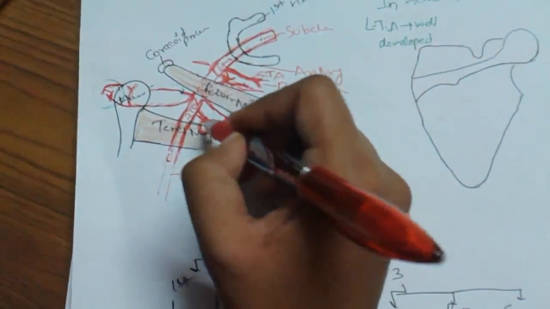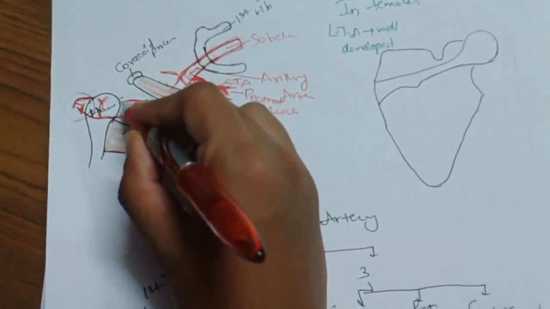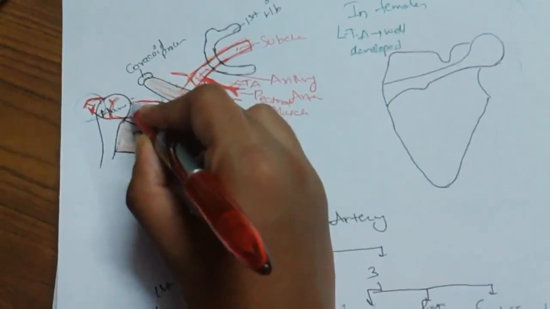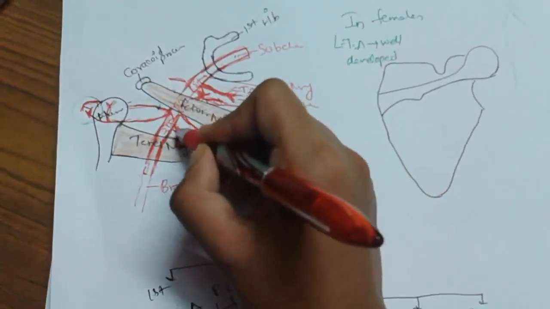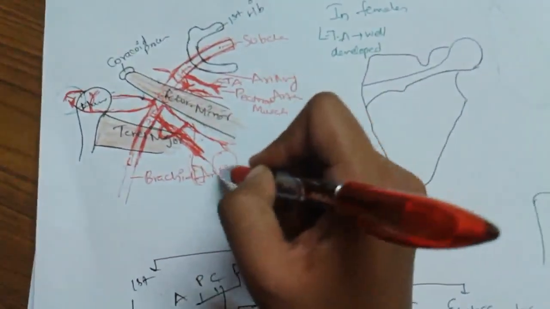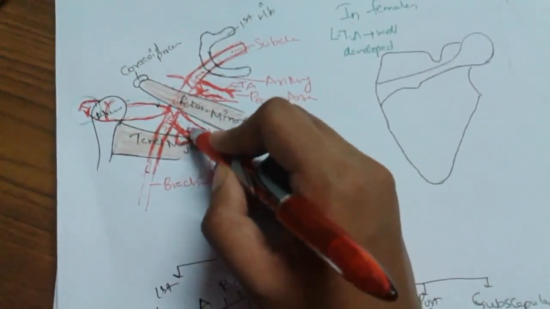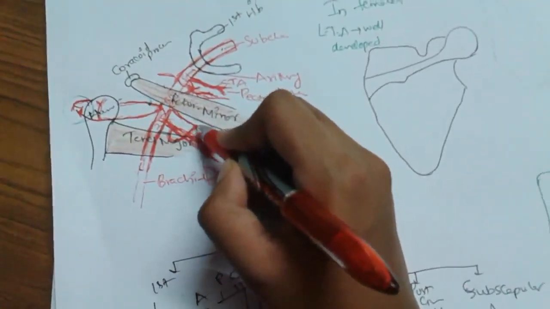And then from the third part there will be the anterior circumflex humeral and posterior circumflex humeral, which passes through the quadrangular space. And then there will be the subscapular artery, which is the largest division of the axillary artery, and this subscapular artery gives a small branch, that is the circumflex scapular artery.